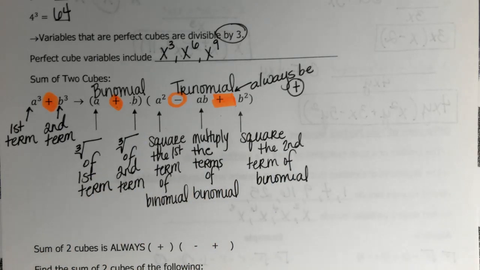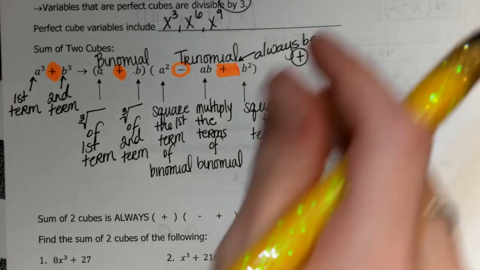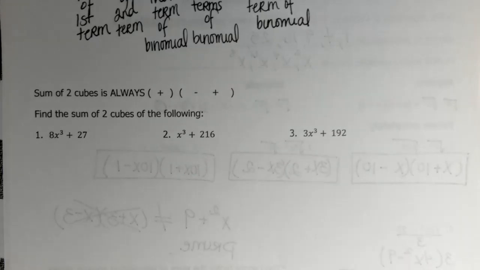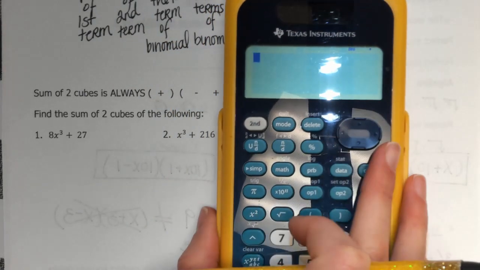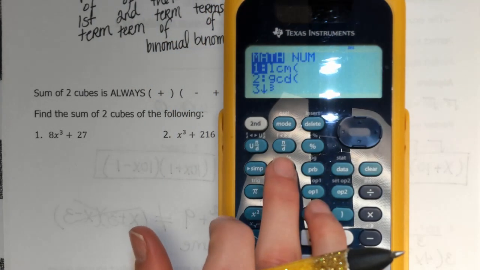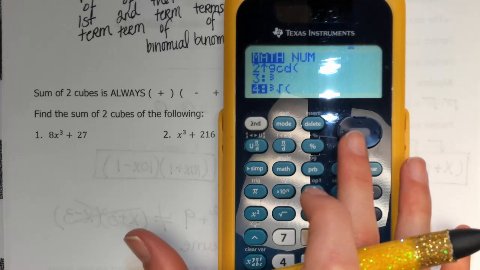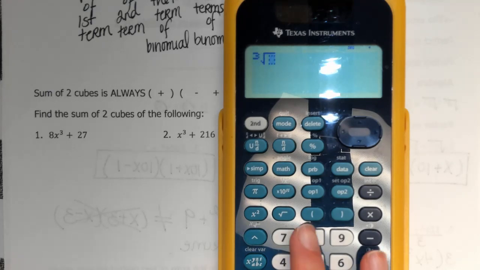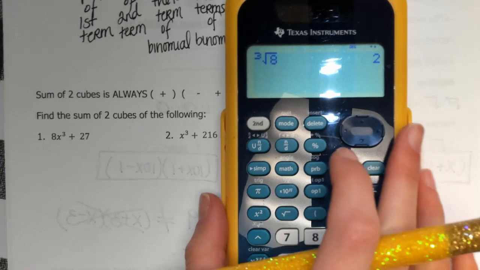Okay? So, if I have my first example, 8x cubed plus 27. If you do not know what the perfect cubes are, and you need to do it in your calculator, you can hit math, and then go down to 4. That's your cube root. So math 4, and then type in your number. So I would say the cube root of 8, which I know, but if you don't know that, then it gives you your 2.